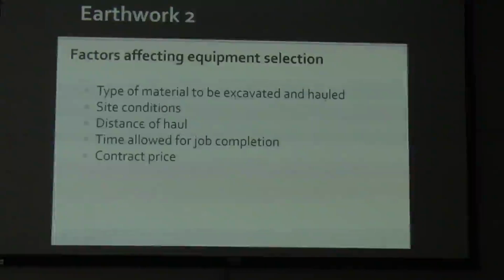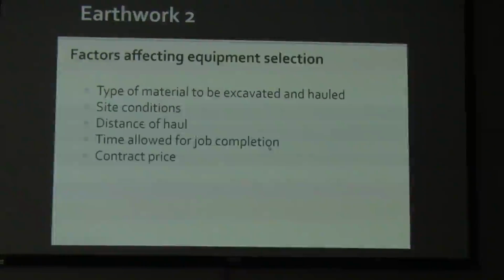Type of material to be excavated and hauled. Is it highly cohesive soil, or is it a loose soil like a sand? The site conditions. What are our logistics there? Is the soil very soft? Can we get heavy equipment in there? Can we not? How far are we going to be hauling the material? If we're hauling it a long way, we're going to want to use hauling equipment or trucks that can move very quickly rather than at a very slow pace.